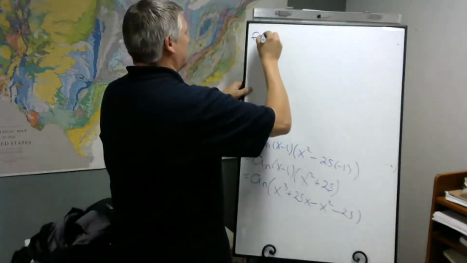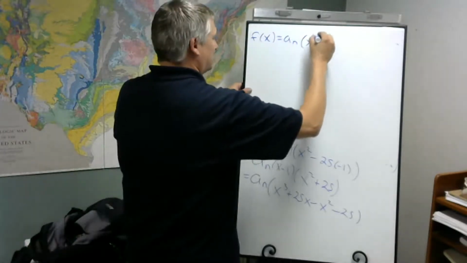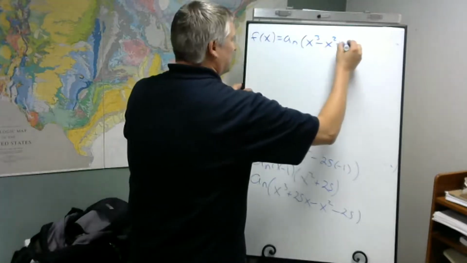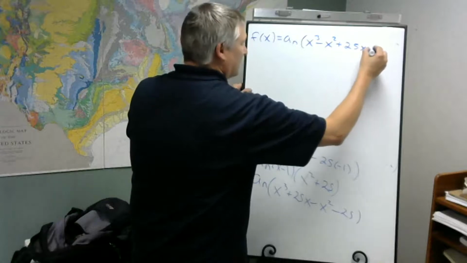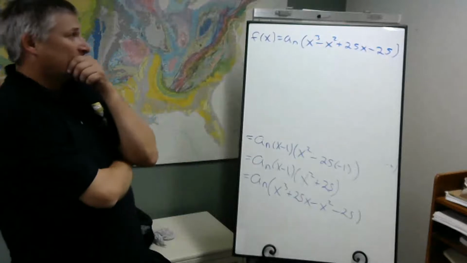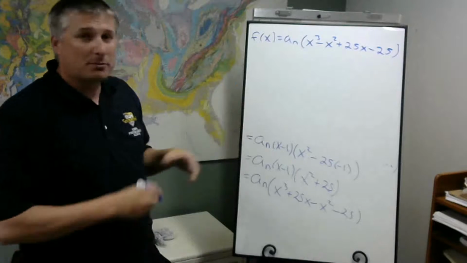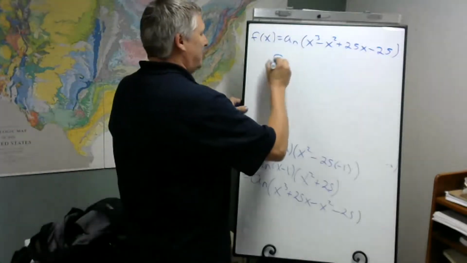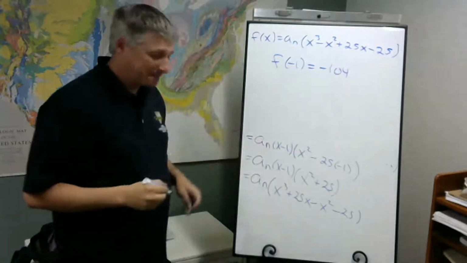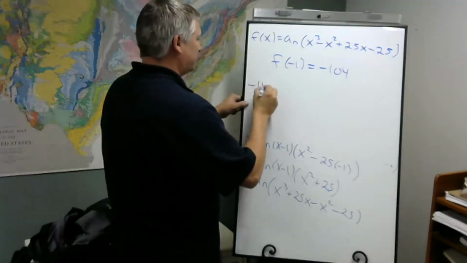Or f of x is a sub n times x cubed minus x squared plus 25x minus 25. So it looks like we've got it almost figured out. We just need to find a sub n, and that's where we use the fact that f of minus 1 is minus 104.